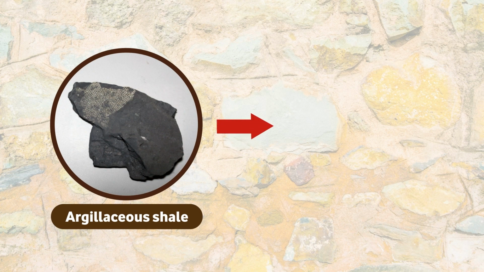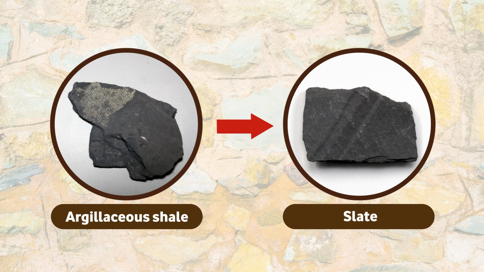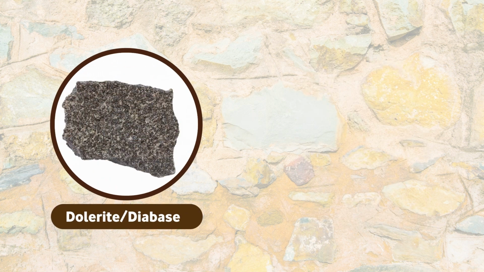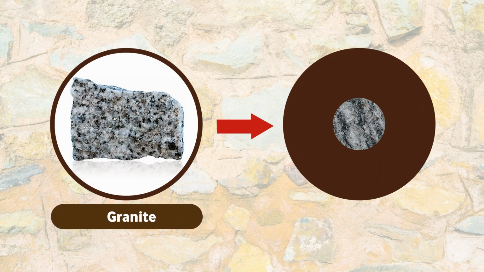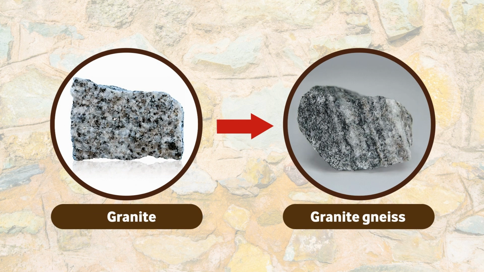Here are some common examples showing you the metamorphic equivalent from different sedimentary and igneous rocks. On the left-hand side are the sedimentary rocks listed, on the right-hand side we have the metamorphic rock equivalents being listed. If we have an argillaceous shale, it will get converted to slate. If I have a dolerite or a diabase, it will get converted to amphibolite. Then if I have a granite, it will get transformed to a granite gneiss.